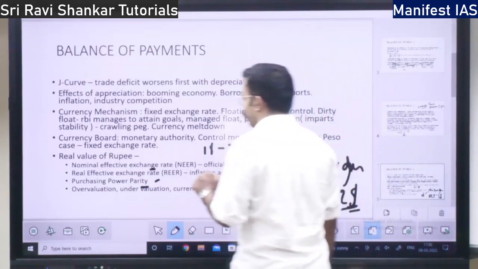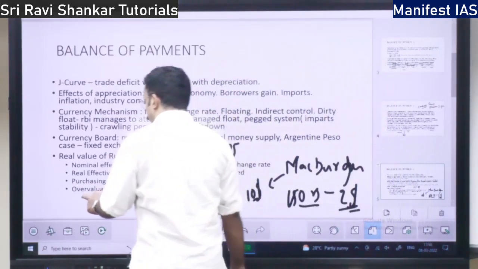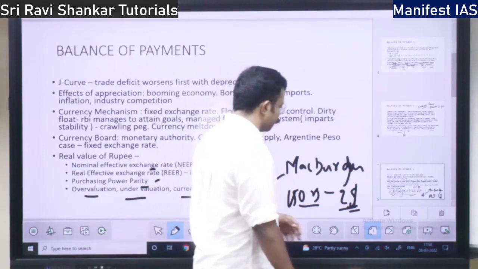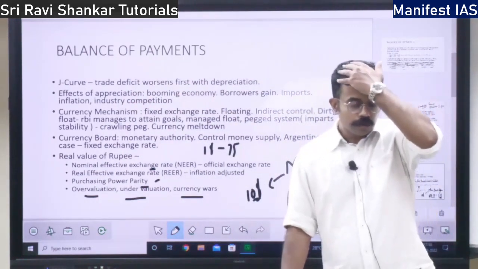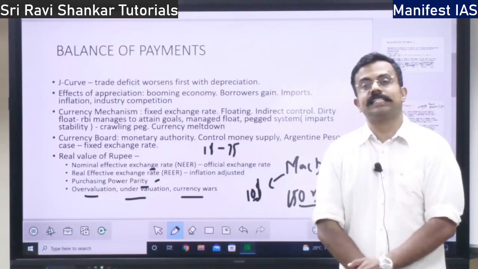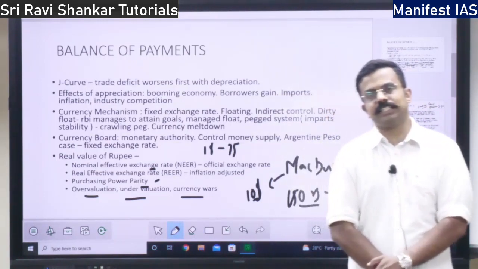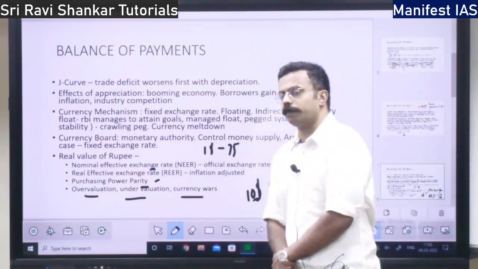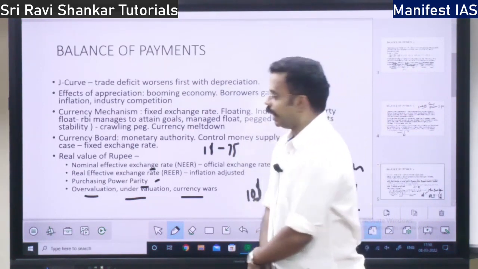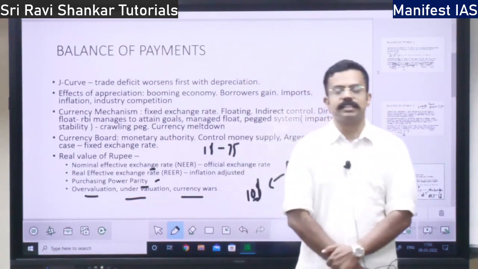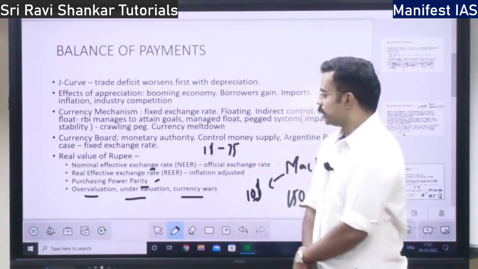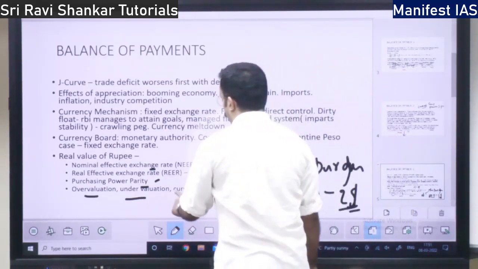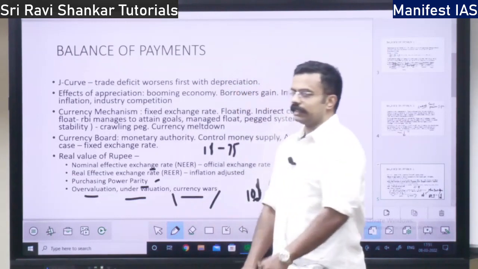Apart from that, we have the concept of overvaluation, undervaluation and currency wars. Overvaluation means if the currency is worth just 60 rupees, but we estimate it at 100 rupees, that is overvaluation. Undervaluation, if the currency is worth 75 rupees, but we estimate it as 45 rupees, that is undervaluation. Then we have the concept of currency wars. What is a currency war?